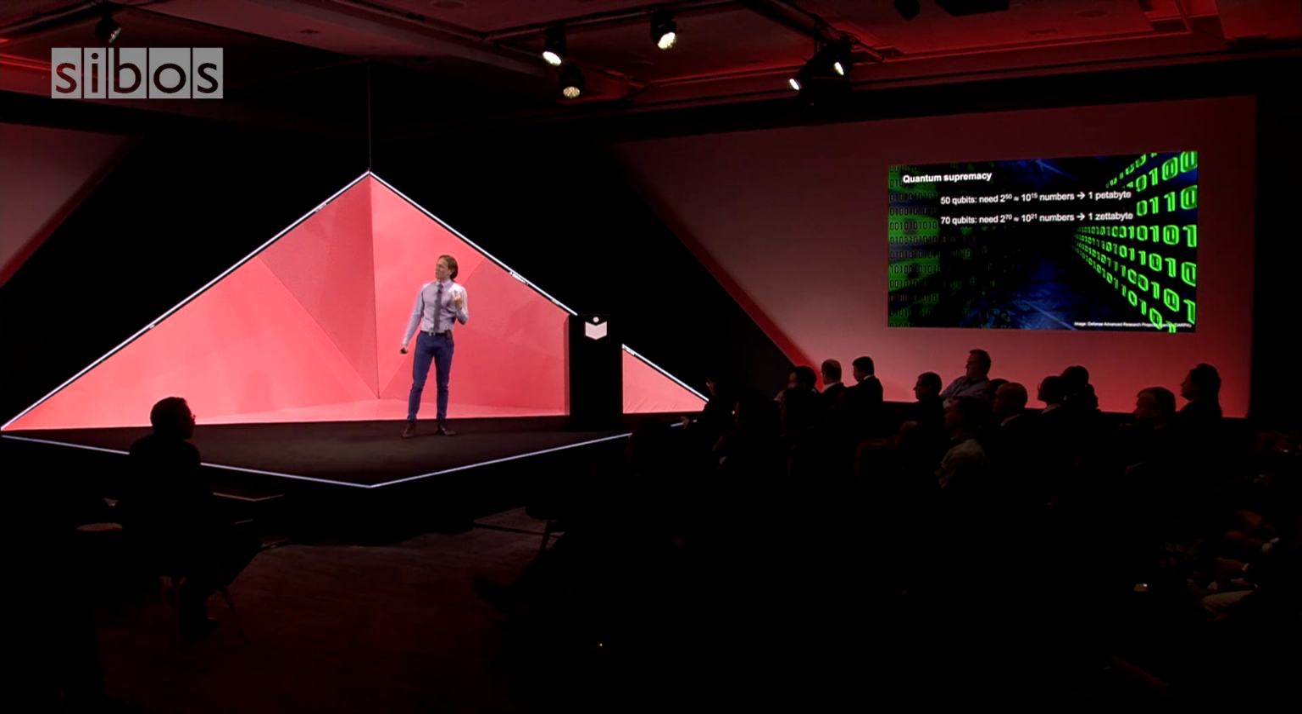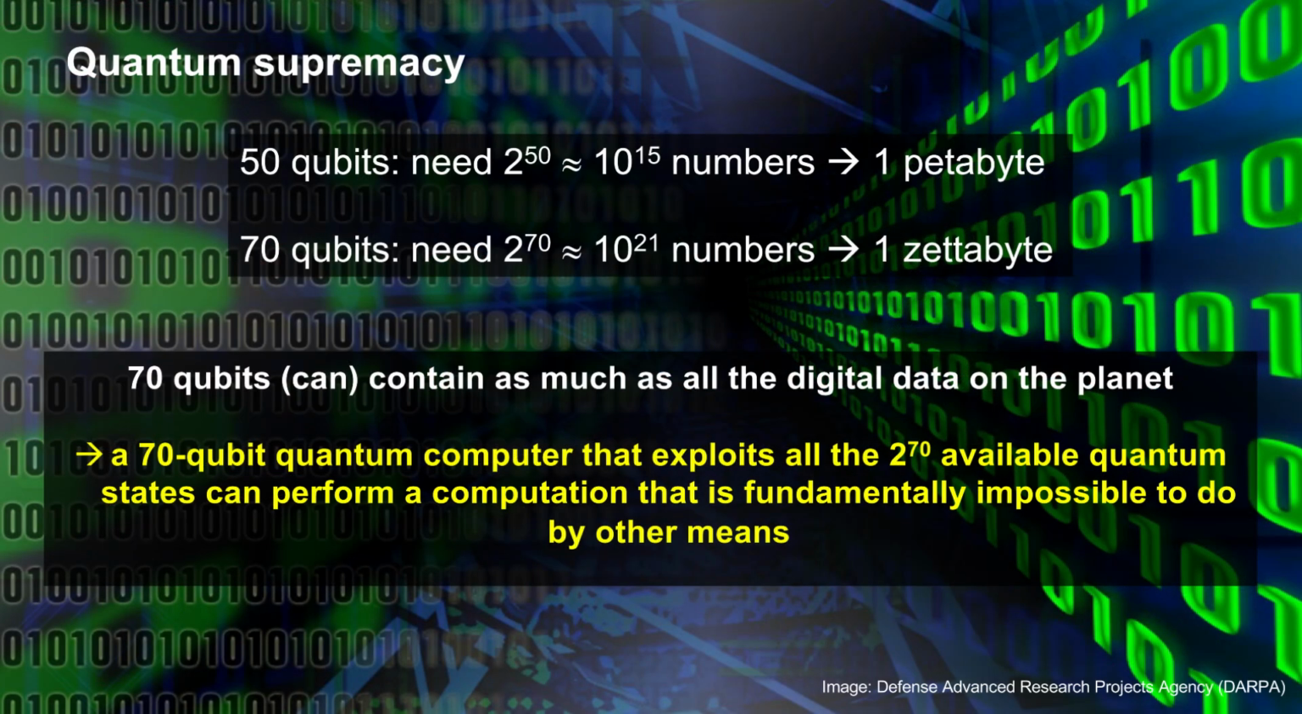Now let's go to 70 qubits. So you need 2 to the 70, which is about 10 to the 21. So that's a zettabyte. That's a billion terabytes. So now you have to imagine a billion of those terabyte hard drives. They will overfill this room. They will overfill probably the convention center.